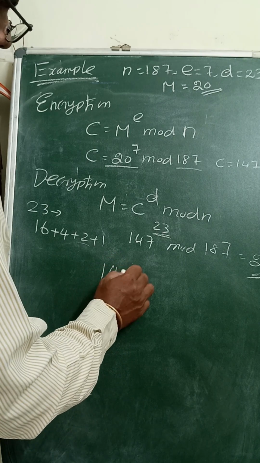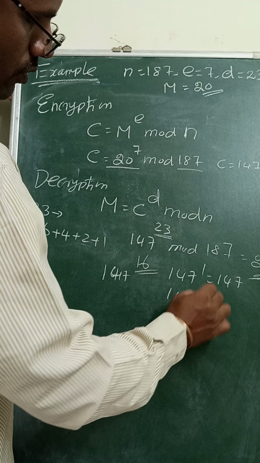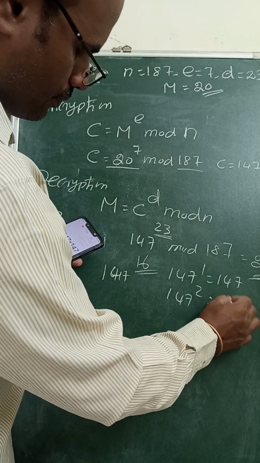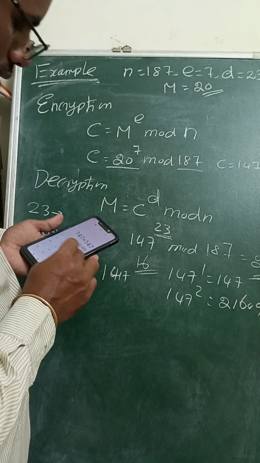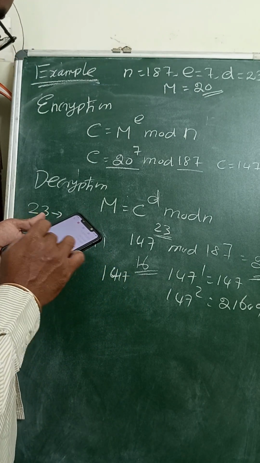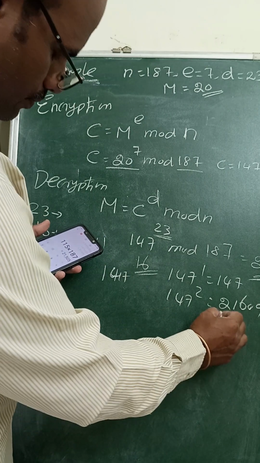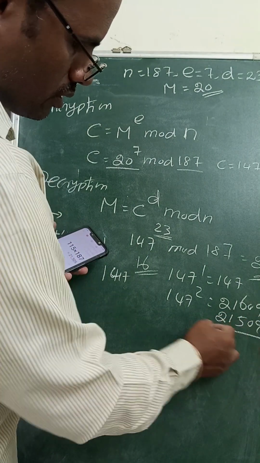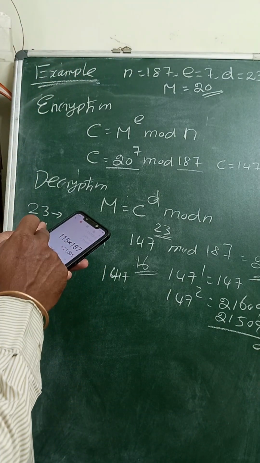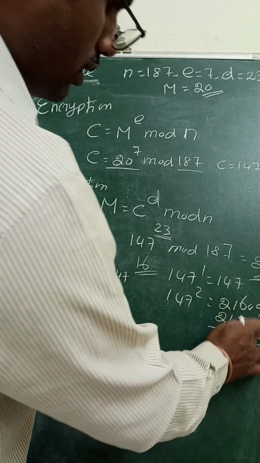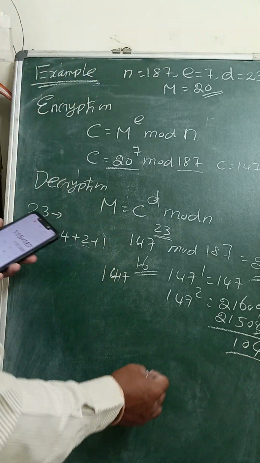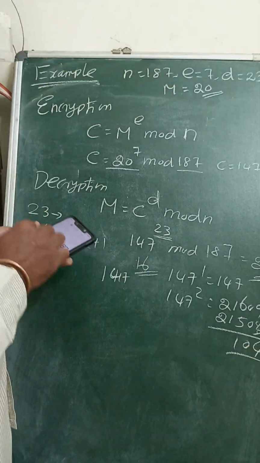We go for the 147. 147 of 2 equal to 147 into 147, 21609. The answer divisible by 187. 115 into 187. 21609, so this is having 0. It's like 100 only coming. 609, this is having the 505. So here having that 401. So here having the 104.